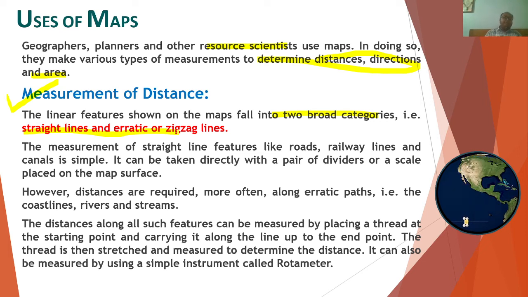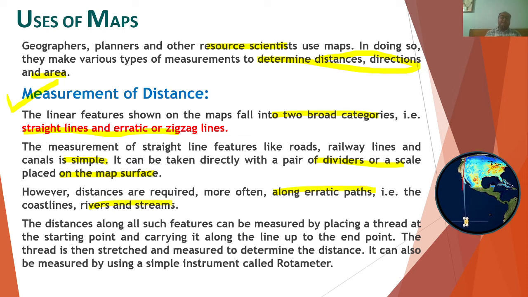The measurement of straight line features like road, railway lines, canal is very simple. You can easily get it. It can be taken directly with a pair of dividers or a scale placed on the map. So if you have a divider, you can just take it and measure it. However, the distances are required more often along erratic paths. So erratic paths are very important, that is the coastline or the river stream. These lines are very important.